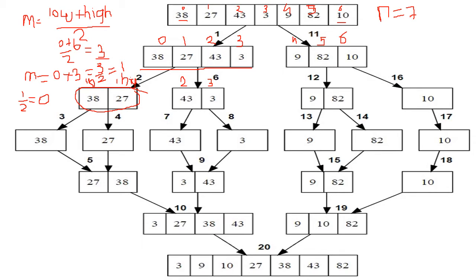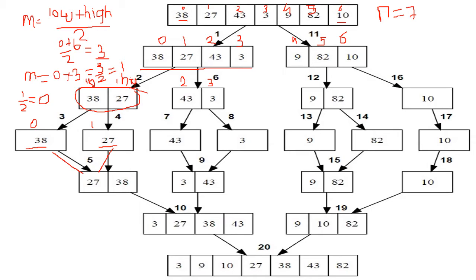Means here this list is separated into 0 and 1. If you observe each sublist here, each sublist contains only one single element, and we can't divide this sublist further. That's why we should stop here. Then what is the next iteration? That is merging of these two sublists. This is the fifth iteration.